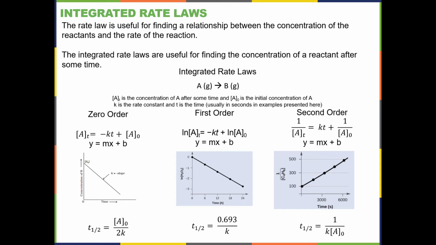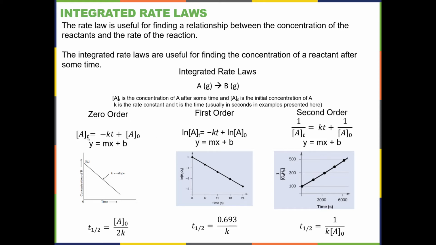So that's where the integrated rate law comes in. And it turns out that there are three different integrated rate laws. There's one for the zero order reaction, one for the first order reaction, and one for the second order reaction. Before we talk about the specific integrated rate laws, I want to look at some of the variables, and I'm going to use the zero order to do that.